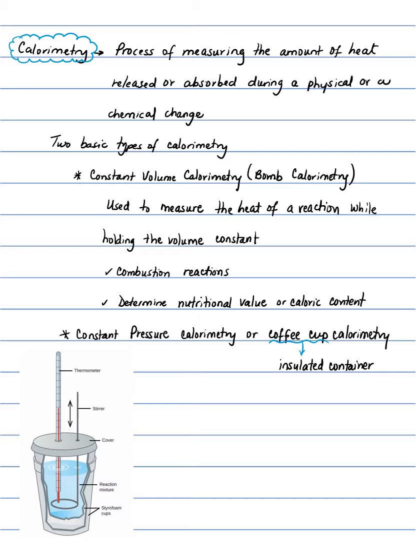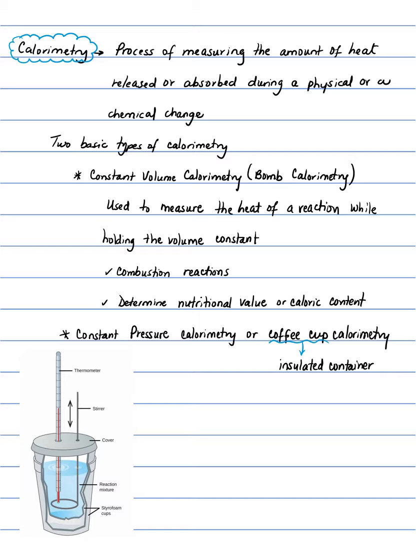The first type of calorimetry that we're going over is constant volume calorimetry, or bomb calorimetry. For this one, you just need to know the definition of what it is. This type of calorimetry we use to determine the heat of a reaction, at constant volume. When the volume is constant, we can determine the heat of a reaction using a bomb calorimeter, which is the name of the instrument that we use with this type of calorimetry.